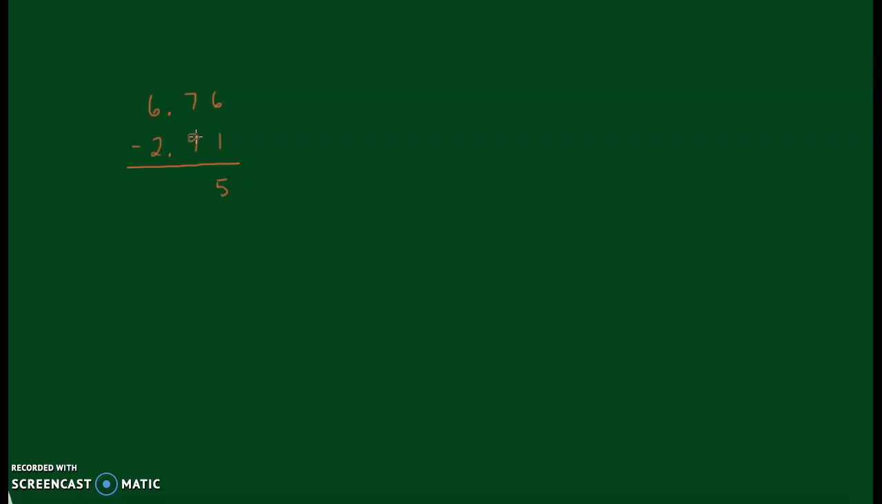I can't take 9/10 away from 7/10. So I need to come over here to the ones place, and I'm going to use 1 whole from 6. And 1 whole is the same as 10/10. So by putting a 1 next to the 7, that's like adding 10/10 to 7/10. So that gives me 17/10. 17/10 subtract 9/10 is 8/10. I put in my decimal. 5 subtract 2 is 3. And we get an answer of 3 85/100.